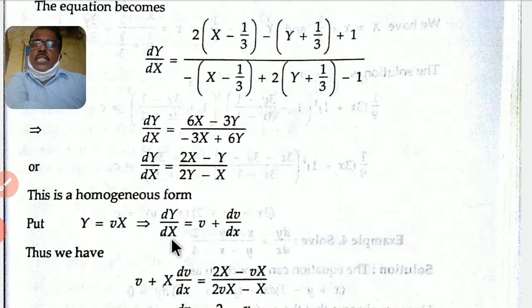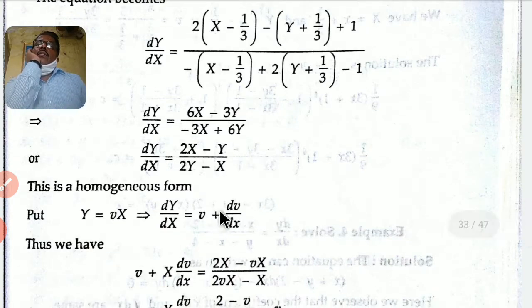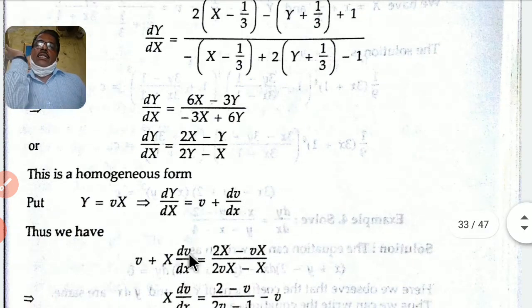Now differentiating with respect to capital X, dY by dX, which is equal to v as it is, times the differentiation of capital X with respect to capital X, which is 1, plus capital X as it is. Applying the product rule, it is capital X into dv by dX. Here it is written correctly.